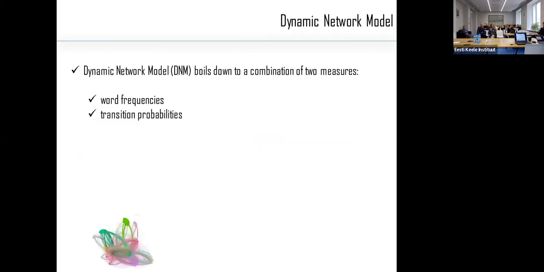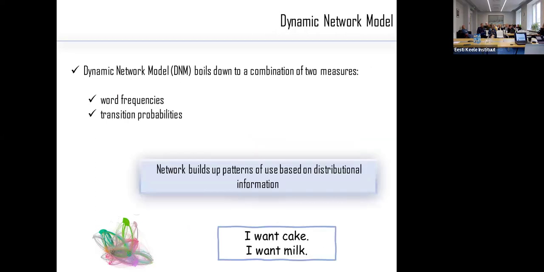So for today, we'll talk about the dynamic network model, and it boils down to a combination of two measures: word frequencies and transitional probabilities. The network builds up patterns of use based on distributional information. In that way, it basically simulates cognitive processes. Like the language itself, it is blind to grammatical information, and in that way, it builds up patterns of use.